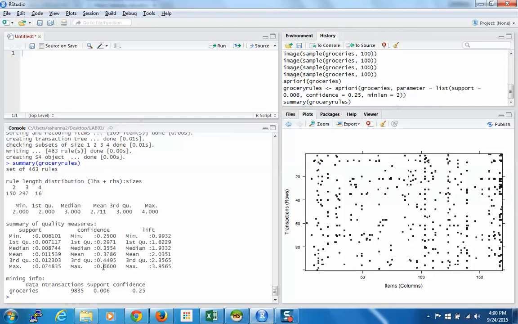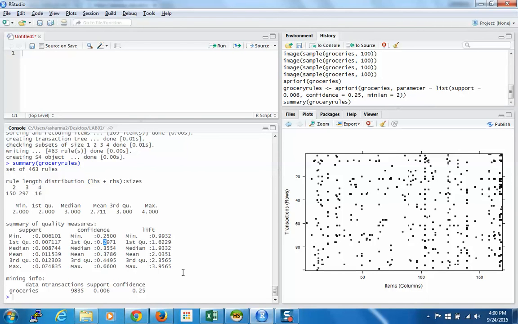For confidence, the maximum is 66%, and the minimum is of course 25% because that was our threshold. The first quartile is 29%, and the third quartile is 44%, and the median and mean are very close, 35, 37%.